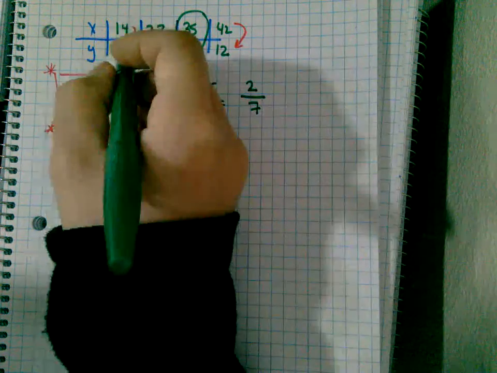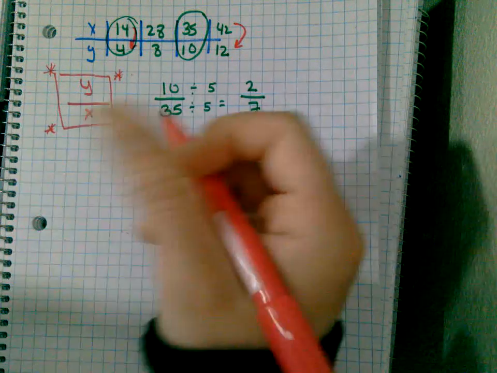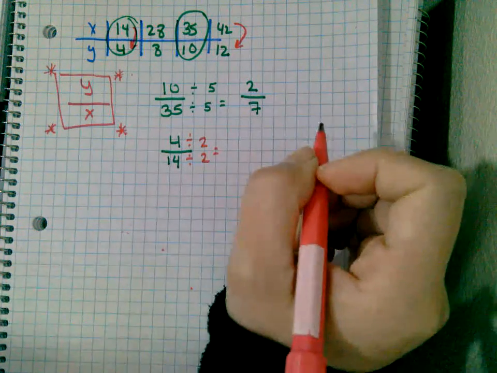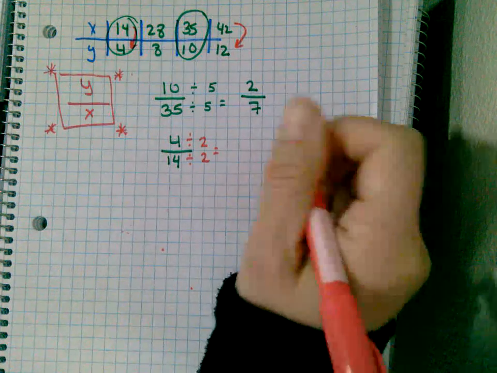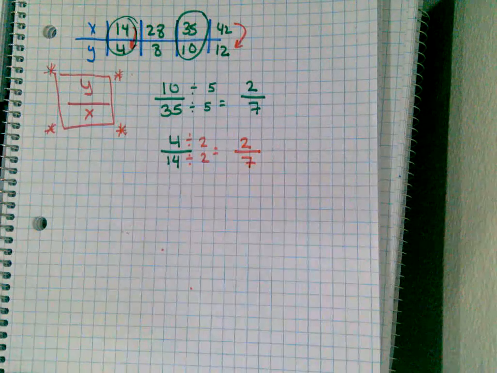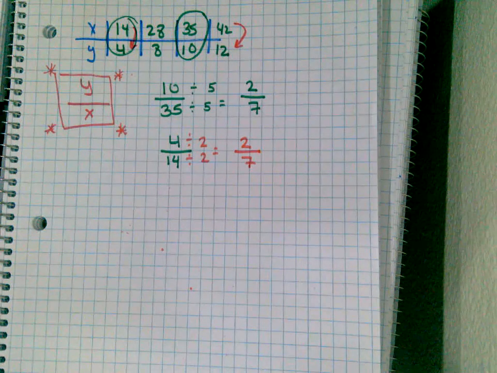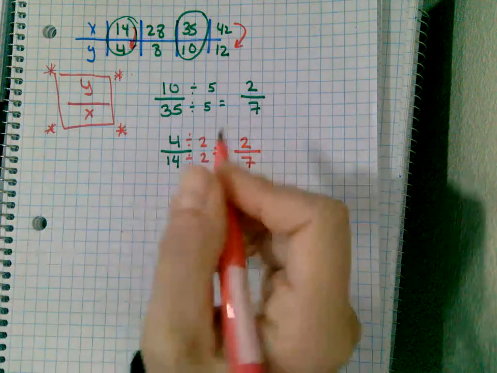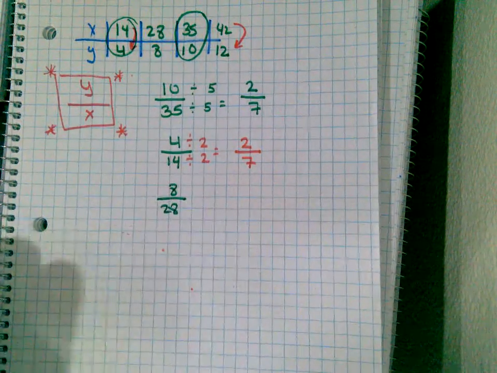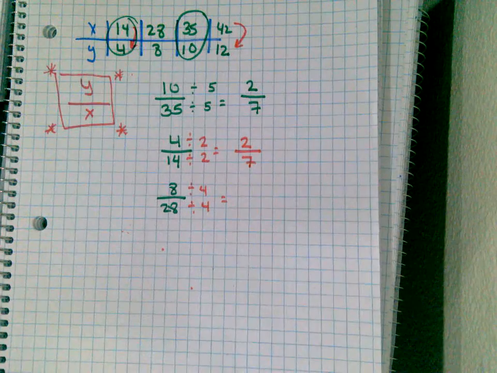Let's check. Let's do this pair now. 4 over 14. What can I divide 4 and 14 by? Oh, I can divide it by 2. 4 divided by 2 is 2. 14 divided by 2 is 7. I'm not sure yet. Let's do 8 over 28. I can divide by 4. What do you get when you divide this by 4?